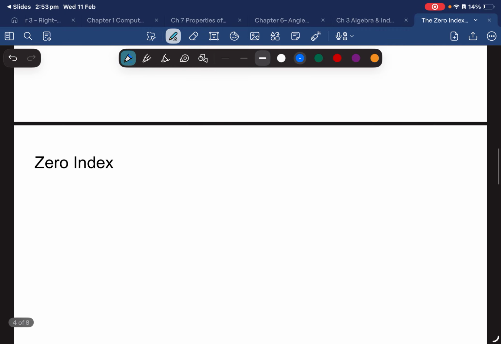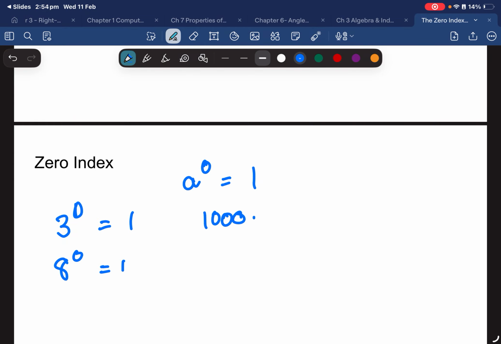Now, the zero index is still my favourite index. I love zero index because it says that a to the power of 0 equals 1. Now, anything to the power of 0 equals 1. So that means that if I go 3 to the power of 0, that's going to equal 1. If I go 8 to the power of 0, that's going to equal 1. If I go 100,000 to the power of 0, that also still equals 1.